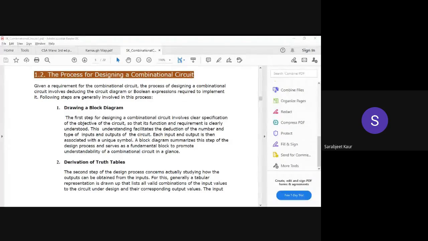So is this derivation clear, students? What does a block diagram do? What is the job of a block diagram? See, what is a block diagram? First of all, we make block diagrams for many types of circuits, not just the combinational circuits. But what is a block diagram? A block diagram is basically, as the name suggests, it is used only to specify the function that a particular circuit is required to perform.